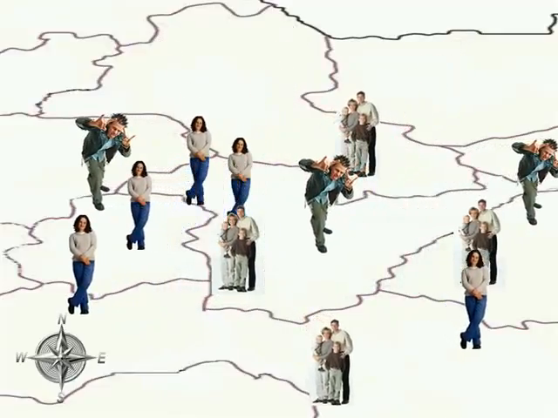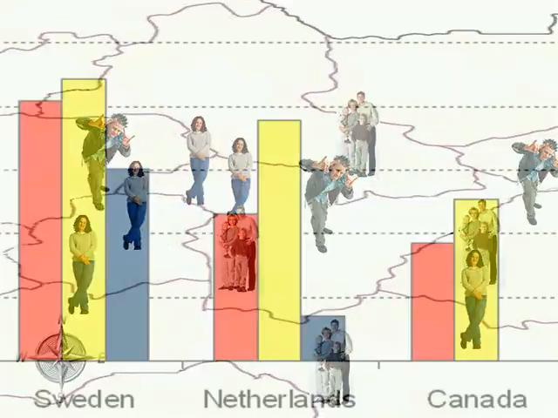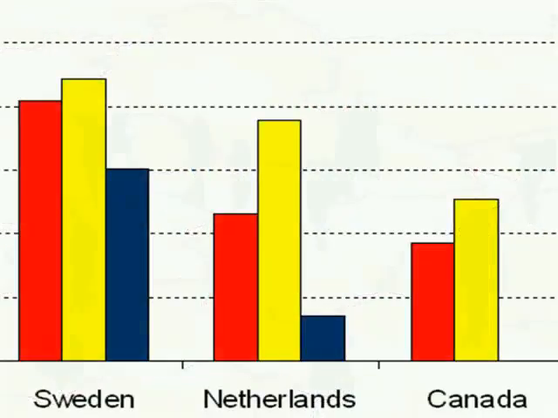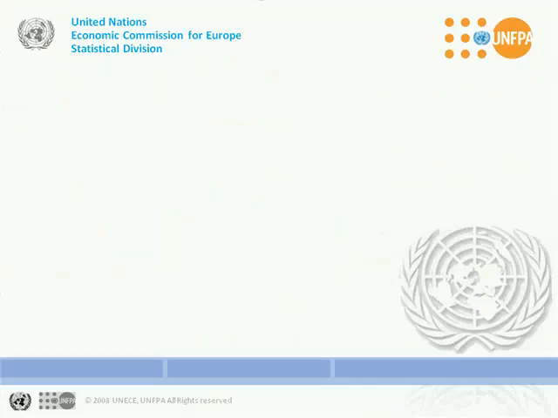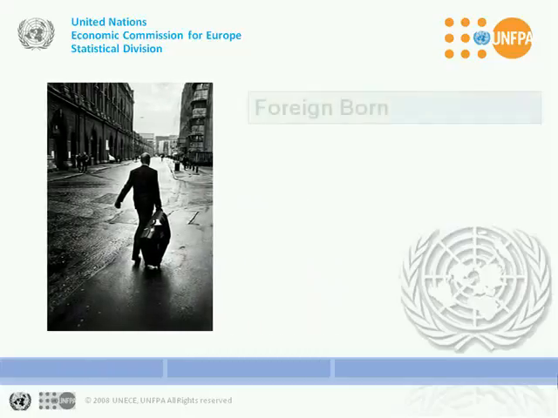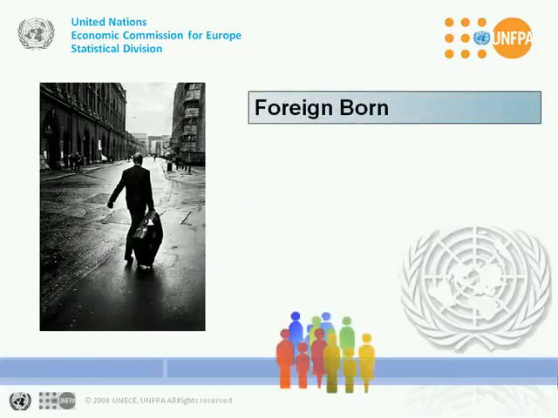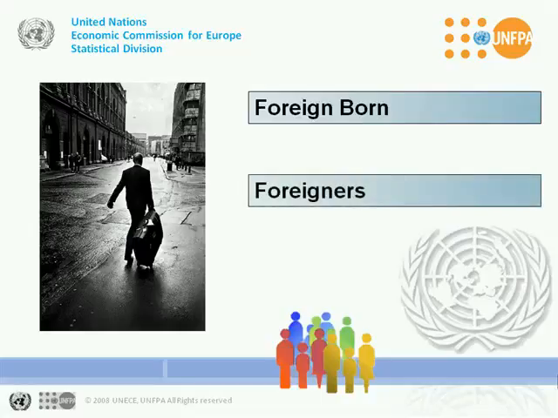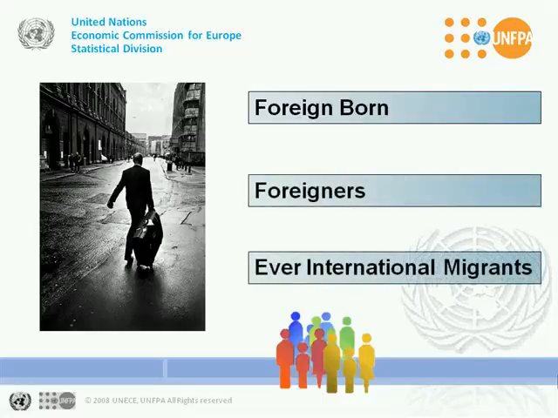The census can be a good tool to produce estimates of the stocks of migrants. With respect to flows of migrants, the census can provide data only on a limited period of time before the census. There are three different stocks of migrants which are of primary interest for studying migration. They are the foreign-born, the foreigners, and the ever-international migrants.